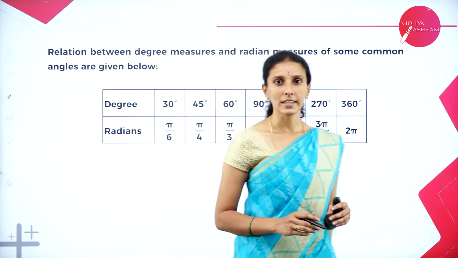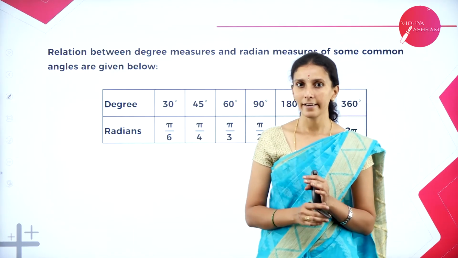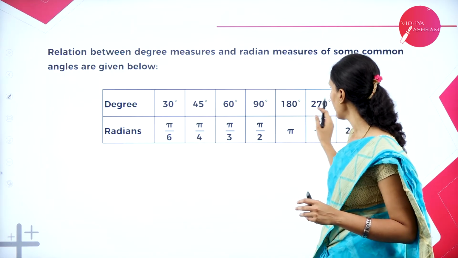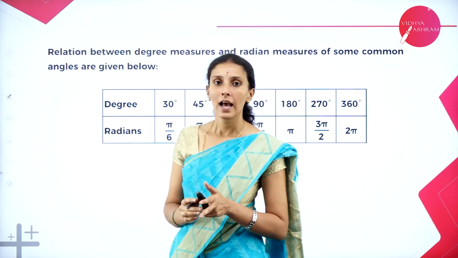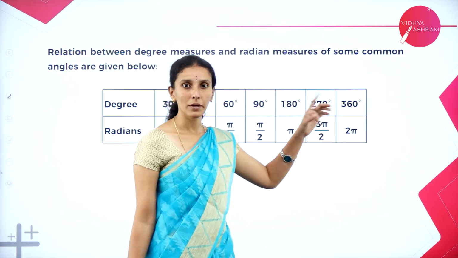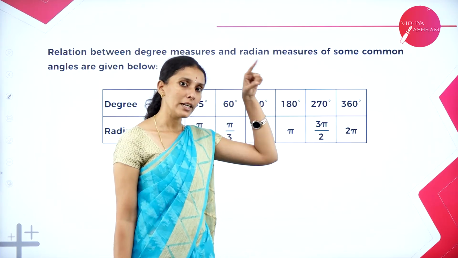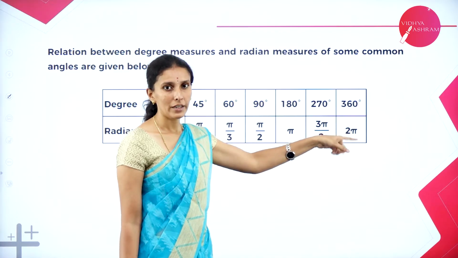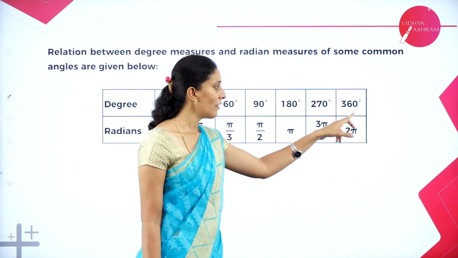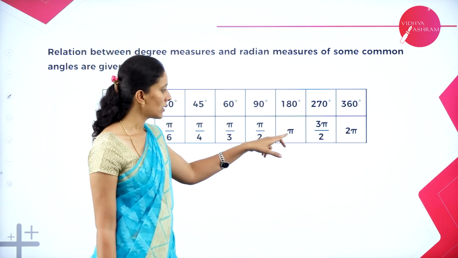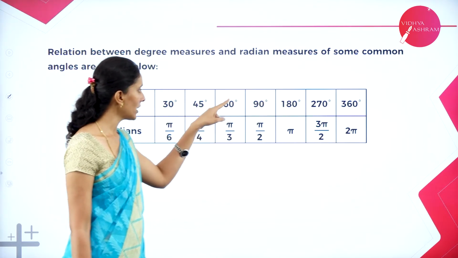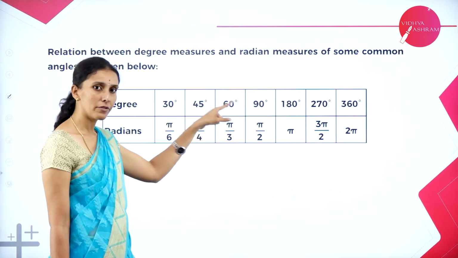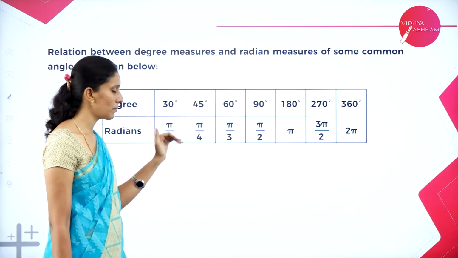Now here is the table given, the conversion of all standard angles, that is 30 degrees, 45 degrees, 60, 90, 180, 270 and 360 degrees. I said 360 degrees is nothing but one complete revolution. One complete circle has an angle of 360 degrees. In terms of radians, we call it 2 pi. And half of it is 180, that is pi. And half of 180 is 90, pi by 2. Half of 90 is 45, again it is pi by 4.